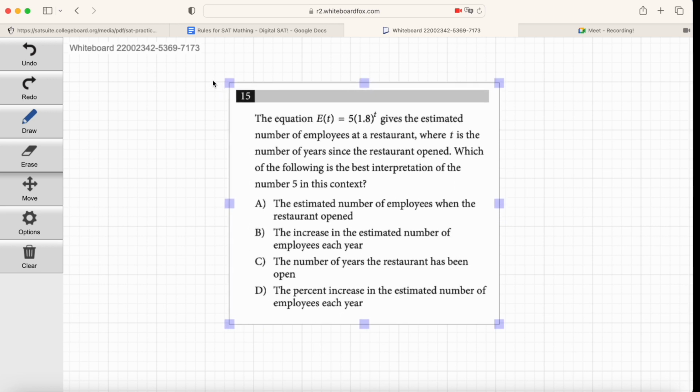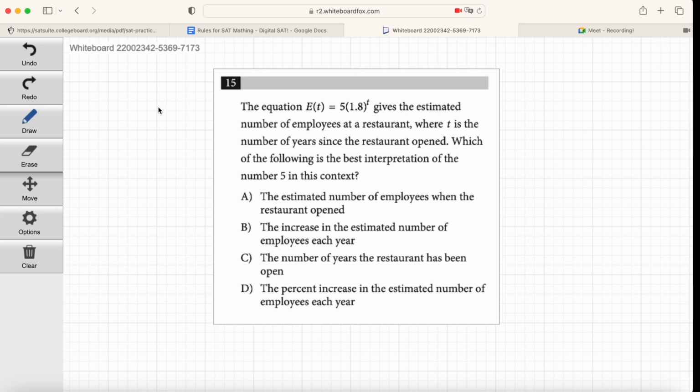All right, this is a little scarier looking here. Go ahead and read question number 15 for us, please. 15. The equation E of t equals 5 multiplied by 1.8 to the t power gives the estimated number of employees at a restaurant, where t is the number of years since the restaurant opened. Which of the following is the best interpretation of the number 5 in the equation?